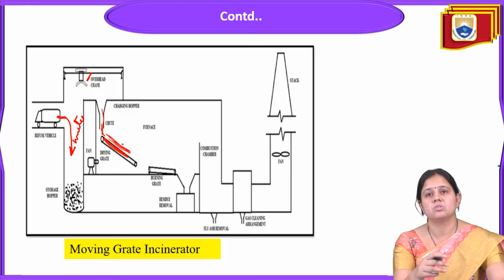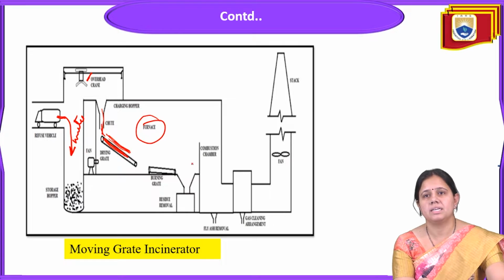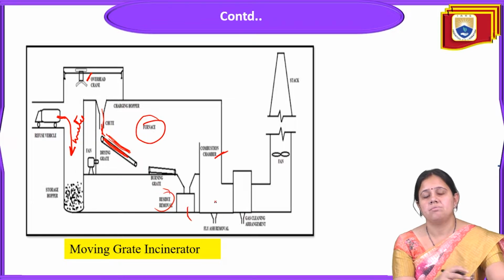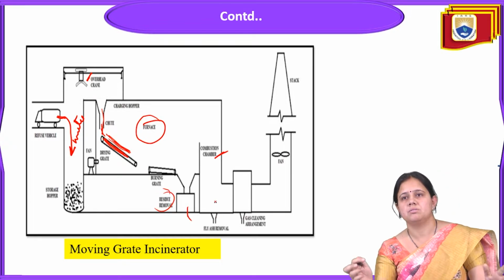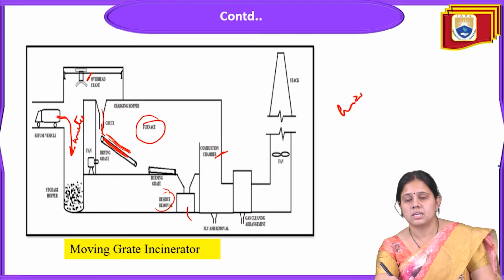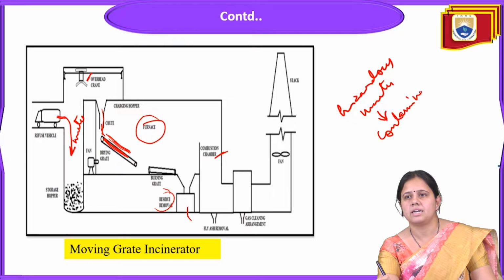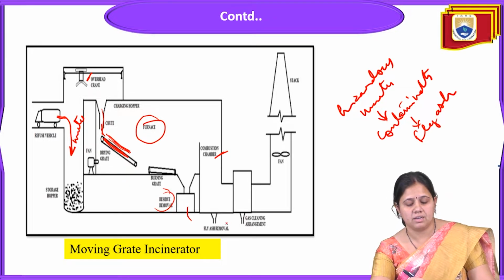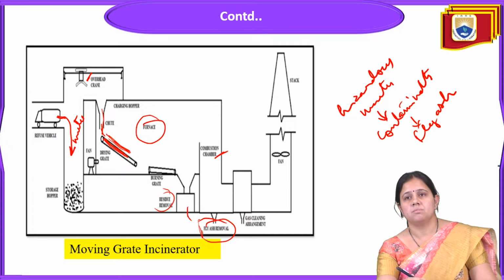The grate is there, and that grate is for drying. Inside the furnace it will happen, and in the burning grates the combustion chamber is there. The residue removal tank is there, and here the fly ash will be removed. By the burning of hazardous waste, contaminants will be removed. What are these contaminants? They are called fly ash. This fly ash is collected at the bottom of this moving grate incinerator.